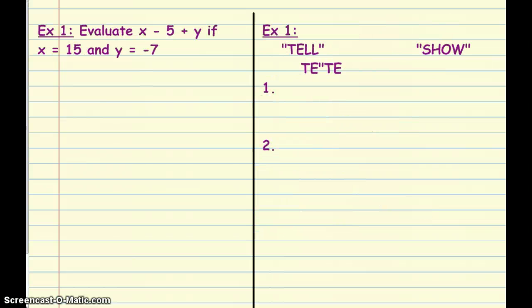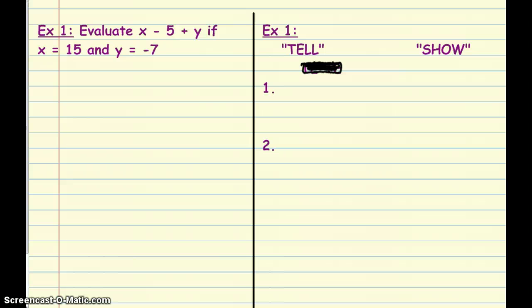The first one is we're going to evaluate x minus 5 plus y if x is 15 and y is equal to negative 7. I'm not exactly sure why this little extra is in there, so I'm just going to cross those off. With each of these I'm going to do kind of a tell and show. On the left hand side is telling, meaning telling the steps that we're taking a look at, and the show is I'm going to show you numerically what we're doing.